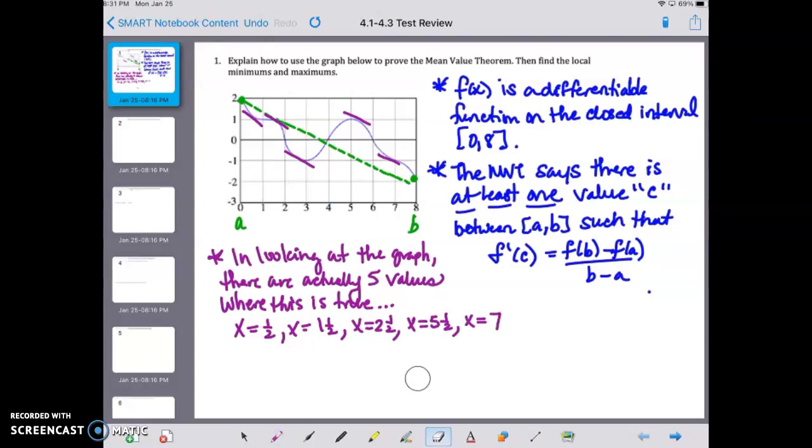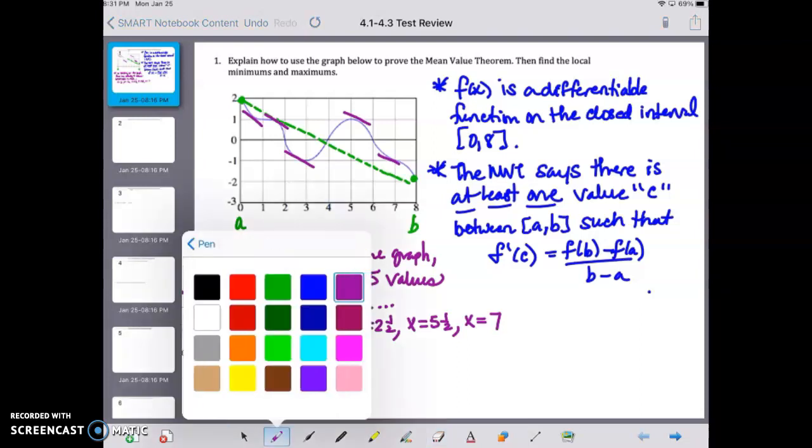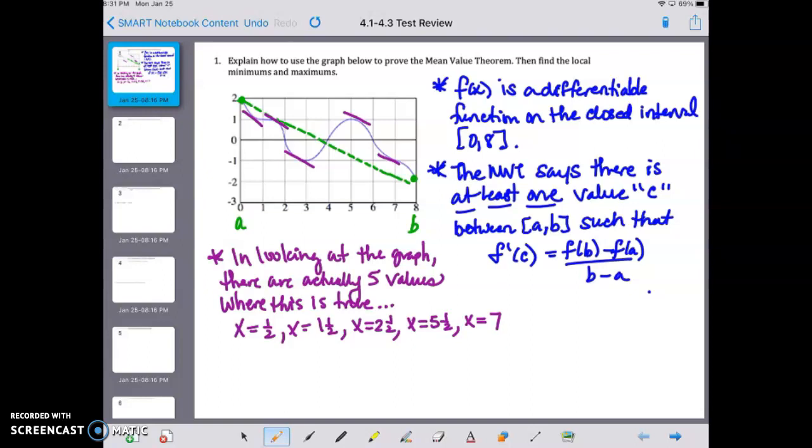Okay. And then the other thing that they asked us to do is find the local maximums and the local minimums of this function. So those are local max and mins. Obviously, we're going to have one here. We're going to have one here. Sorry, right here. We are going to have one right here. And that's about it. Okay.